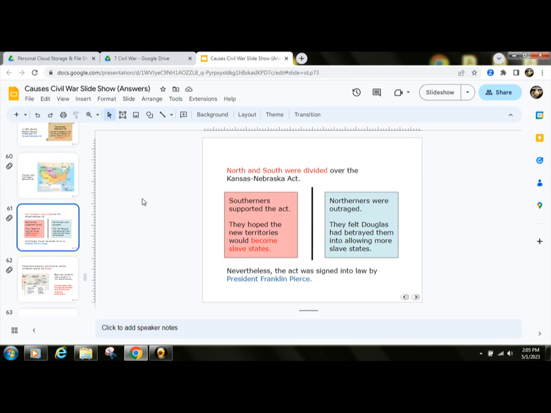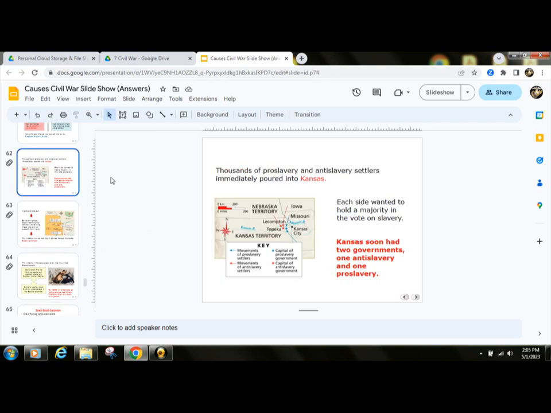The North and South were divided over the Kansas-Nebraska Act. Southerners supported the act. They hoped that the new territories would become slave states. Northerners were outraged. They felt Douglas had betrayed them into allowing more slave states. So this is north of Missouri. So again, the country's moving closer to war. Nevertheless, the act was signed into law by President Pierce.